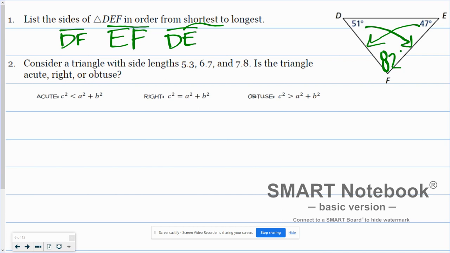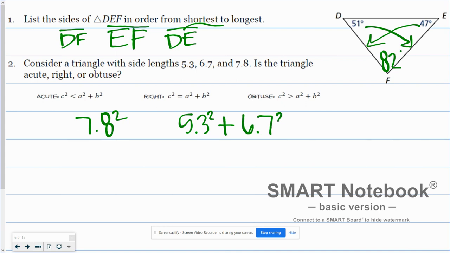Well, in order to determine this, we have to find C squared. Now, C is the longest side. So that would be the 7.8 squared, okay? So I'm just going to write this down. So I'm going to compare the longest side, which is 7.8. I'm going to square it. And I'm going to compare that to the other two sides squared and added together.